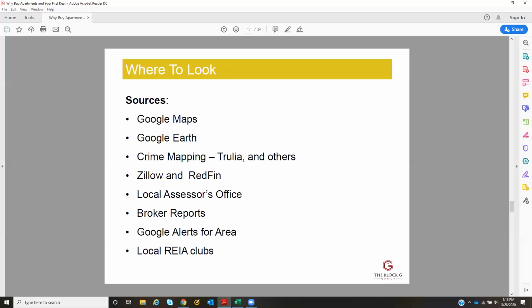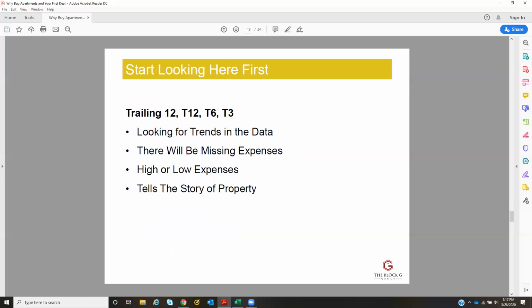Broker reports, again, we looked at that as well. A lot of brokerage reports like Berkshire, they produce yearly or quarterly. Yardi does the same thing. They produce all this stuff, and again, this is all free data. You've got to take it all in. You can also do Google alerts for your area, right? And go to local RIA clubs. Set up a Google alert for that. That's perfect if you live out of town or not in the same state. Well, you can't be reading that newspaper. Set Google alerts for that, or have the Google alerts pull that stuff for you, and it drops it right in your mailbox every day. Start looking here first, okay?